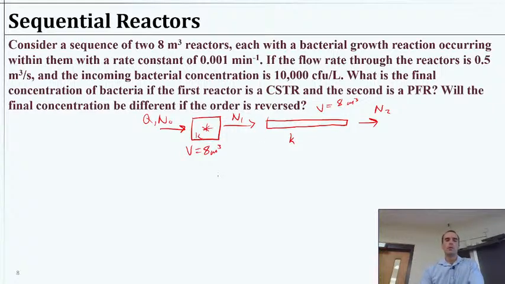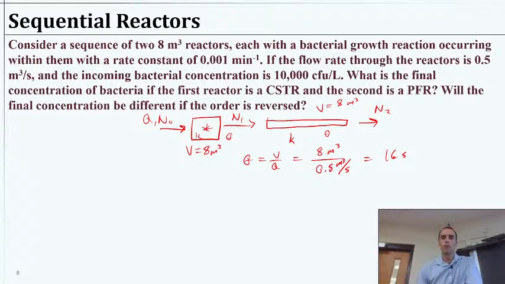And so in both cases, we have theta is V over Q. And so the theta for each of these, we could have a total theta across the entire system, but I'm going to call this theta as the theta in one particular chamber. It's going to be the same regardless. That's going to be the volume, 8 cubic meters divided by the 0.5 cubic meters per second. So that'll be 16 seconds for each.